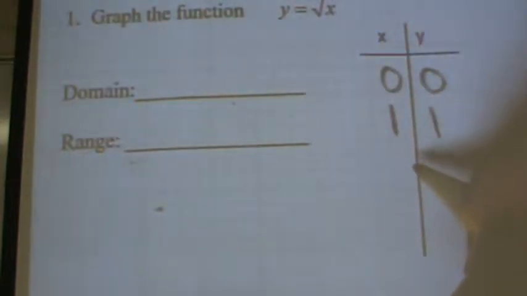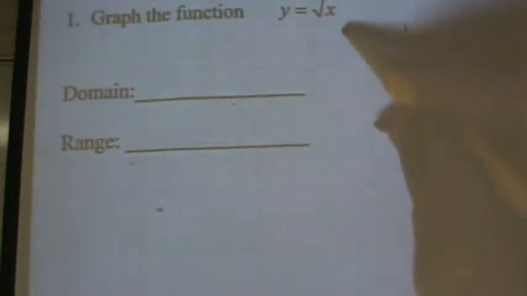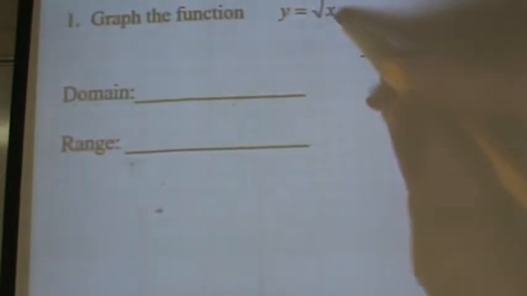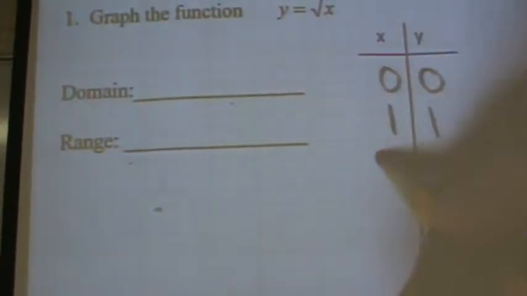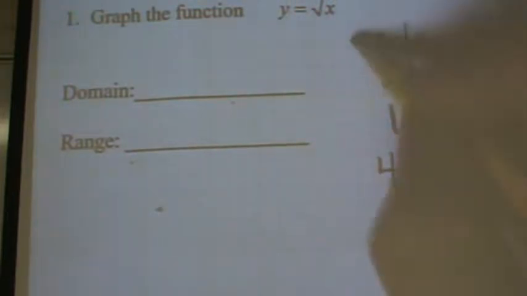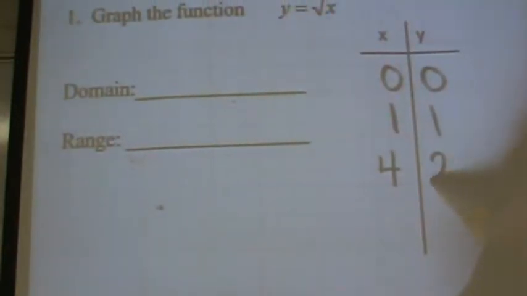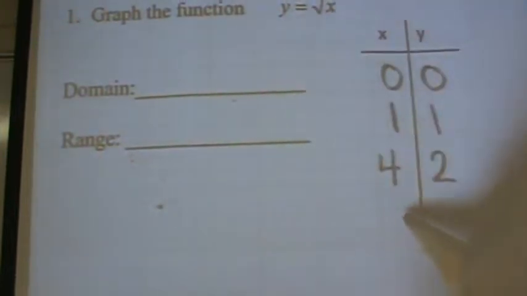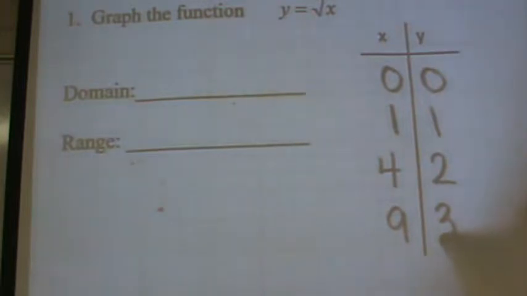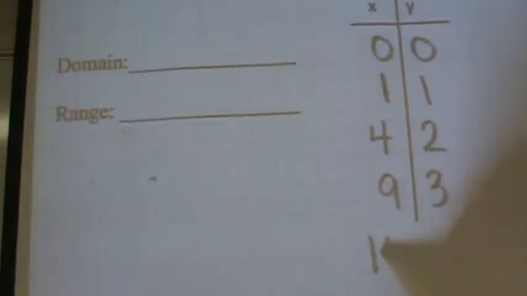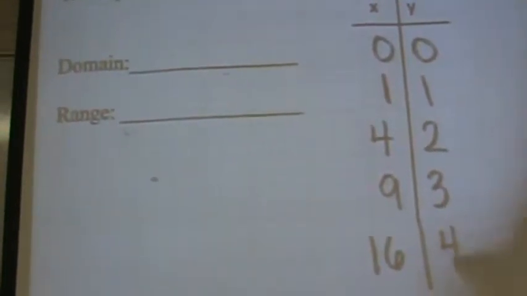Do you know what the square root of 2 is without a calculator? I don't. It's a decimal. What's the square root of 3? Can't do it without a calculator. How about the next one? 4. What is the square root of 4? 2. Next one. Which next one can you do? 9, and what do you get? 3. What's the next one? 16 and 4. What's the next one? 25 and 5.